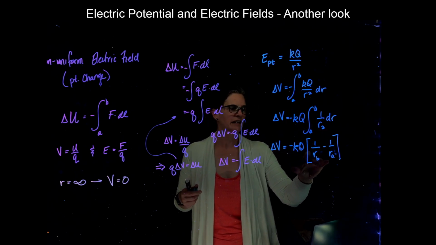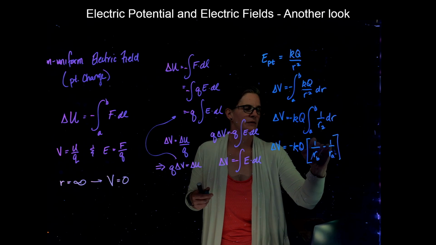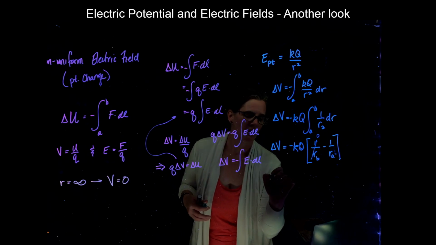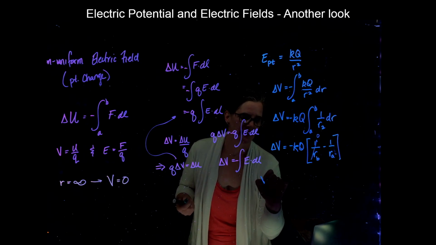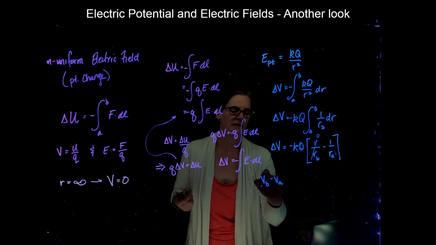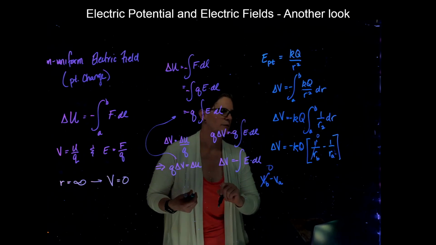Our infinity, this number, of course, 1 over infinity is 0. Okay? So our V of B minus V of A, we also know that this indeed is 0, right?